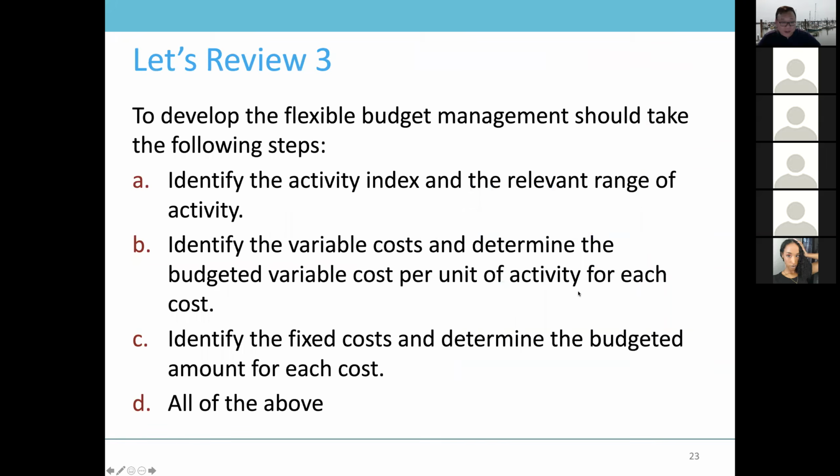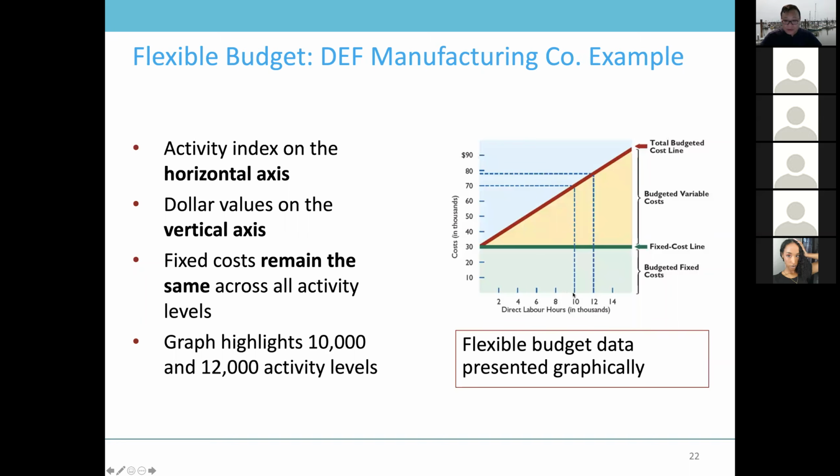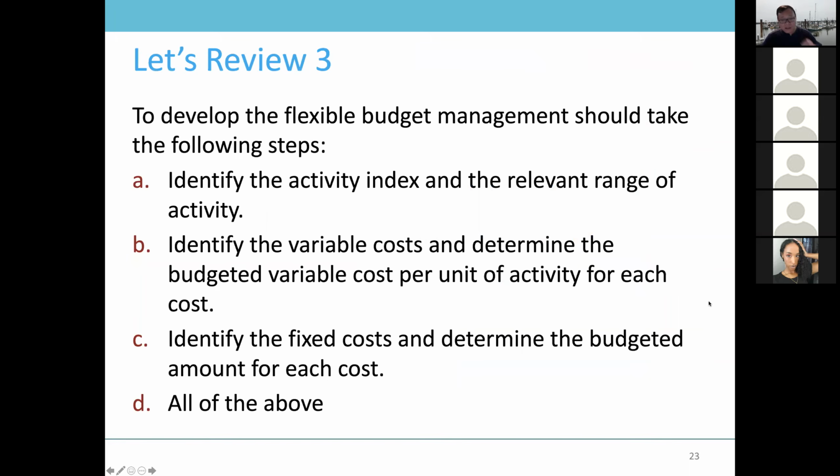And then if you are going to budget 10,000 to 12,000, you can see the cost, right? So this is just the graph. Okay, let's work on this question.